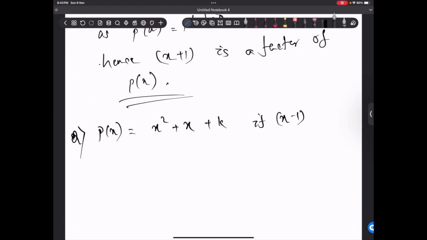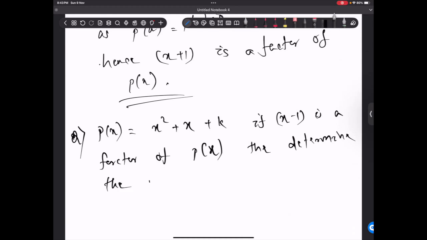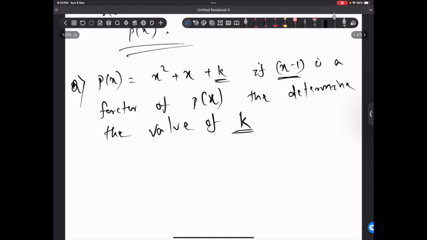And if x minus 1 is a factor of P of x, then determine the value of k. So here you have to find the value of this k. Now, how will you find it? It says already it's a factor of P of x.